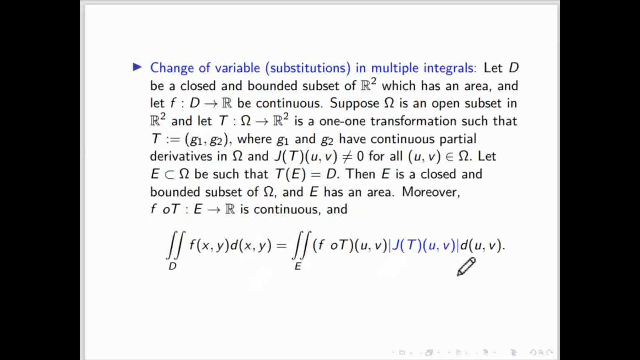If it is invertible, you can move from u, v to x, y, or x, y to u, v also. If you are moving in the reverse direction, this Jacobian will become 1 upon J.